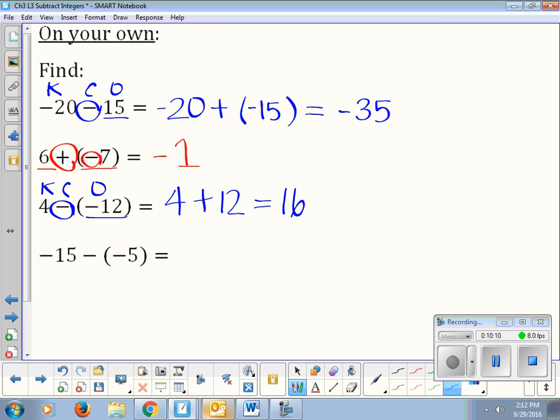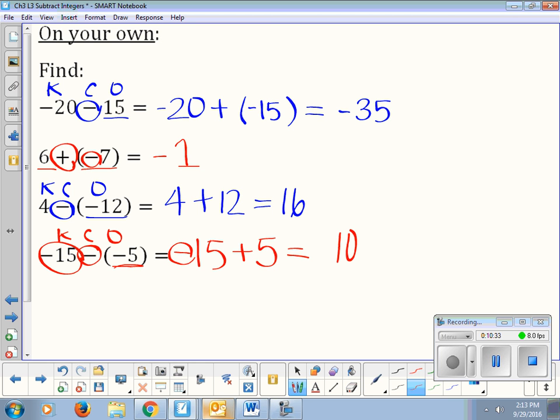And we are going to KCO on the next one. Keep, change, opposite. Keep this negative 15. Change our minus sign to a plus sign. What's the opposite of negative 5? Positive 5. We're adding with different signs, which means we actually subtract. What's 15 minus 5? 10. Take the sign of our bigger number, which is negative, and we get negative 10.